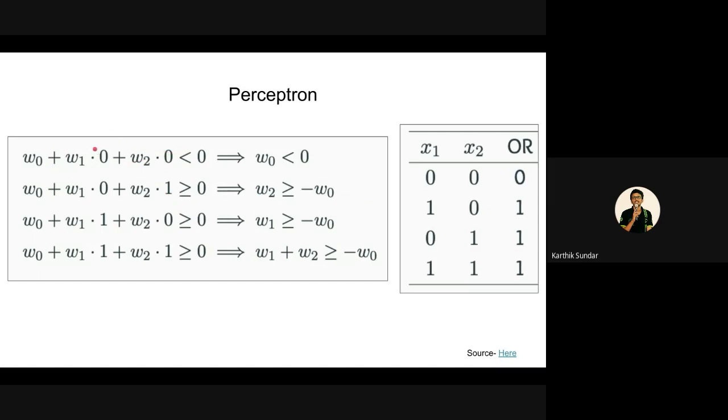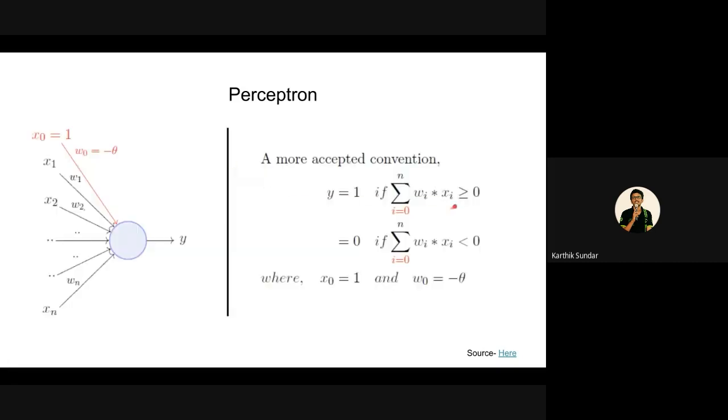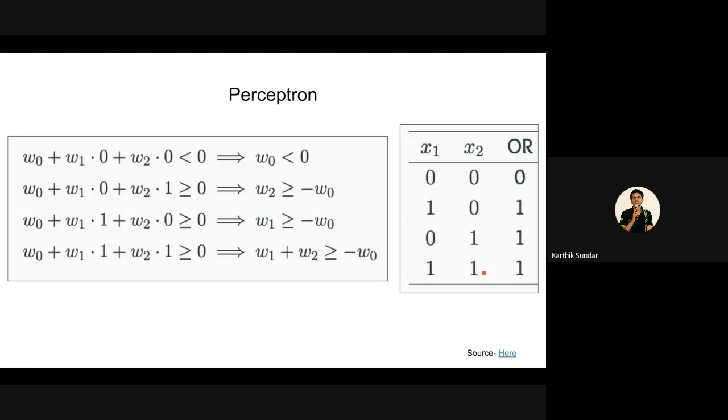If you rewrite the conditions, you will get these 4 conditions: W0 must be less than 0, W2 must be greater than or equal to minus W0, W1 must be greater than or equal to minus W0, and W1 plus W2 must be greater than or equal to minus W0. So these 4 inequalities arise from these equations. Whatever equation we put here, we take it for an OR function, put in the values and see the conditions.